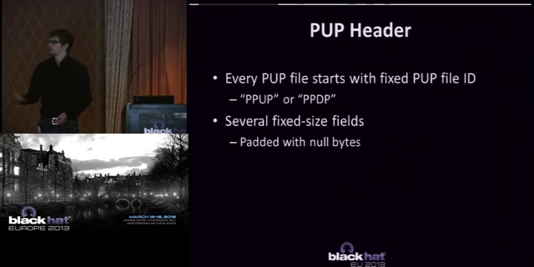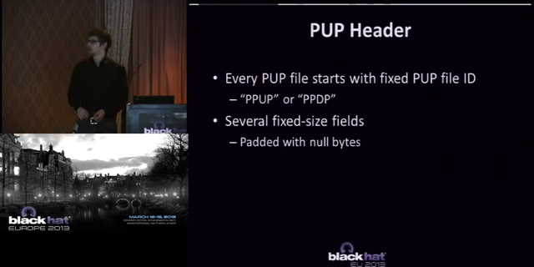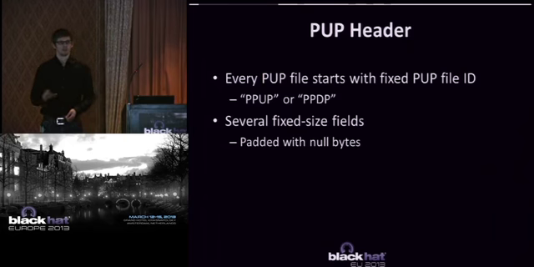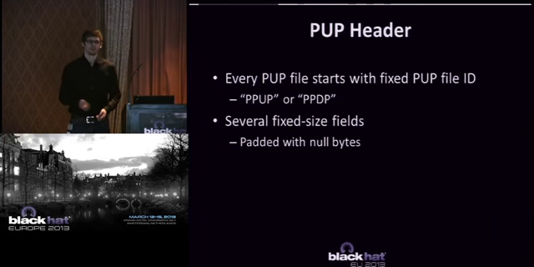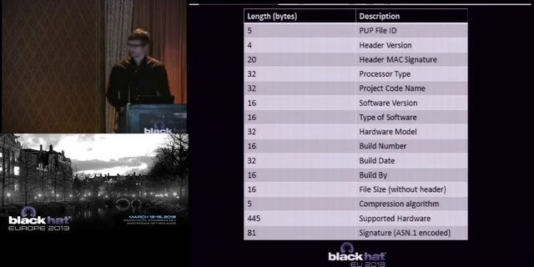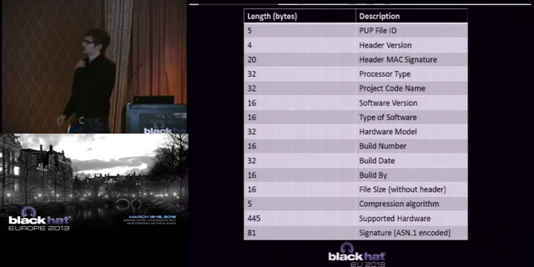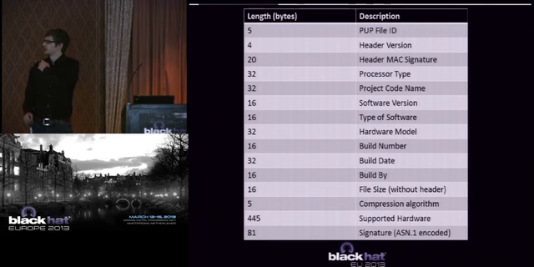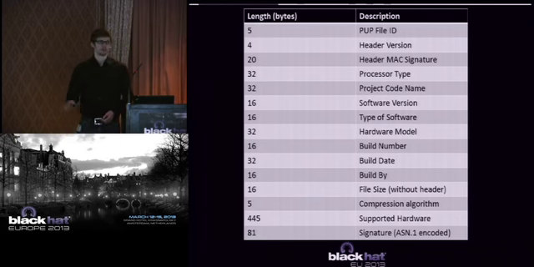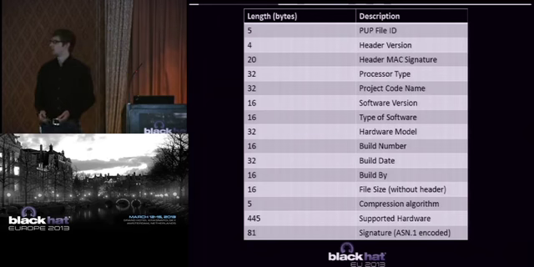It turns out the first few bytes are really a signature for the file, which can be either PPUP or PPDP. And then the remaining header consists of several fixed size fields, which are padded with null bytes. So this is the complete structure which we figured out. It contains several interesting fields, like some information about hardware, which specifies where the update can actually be installed.